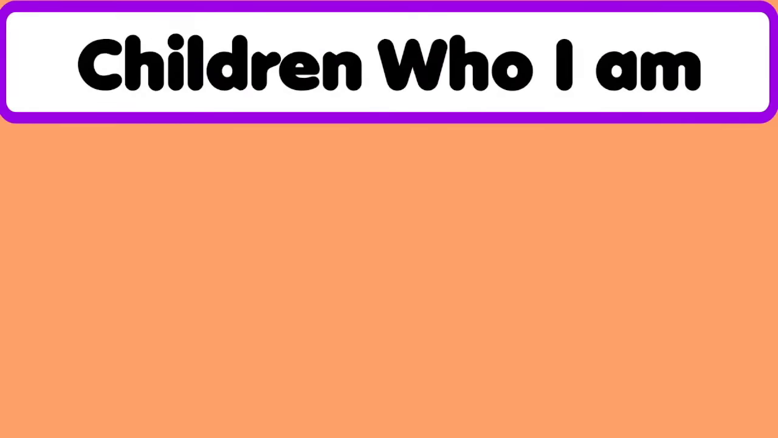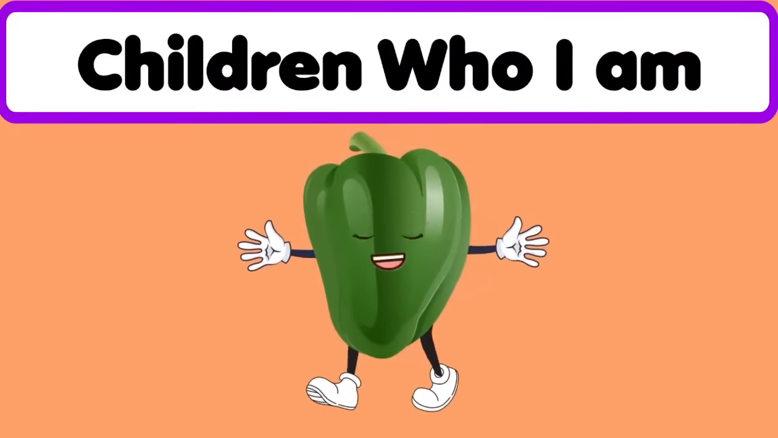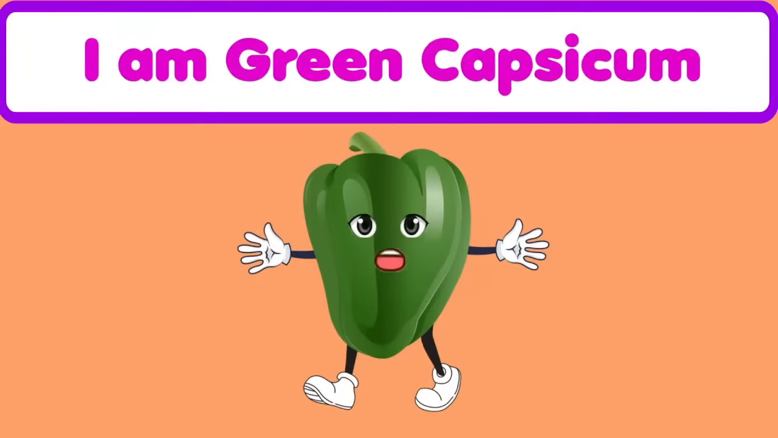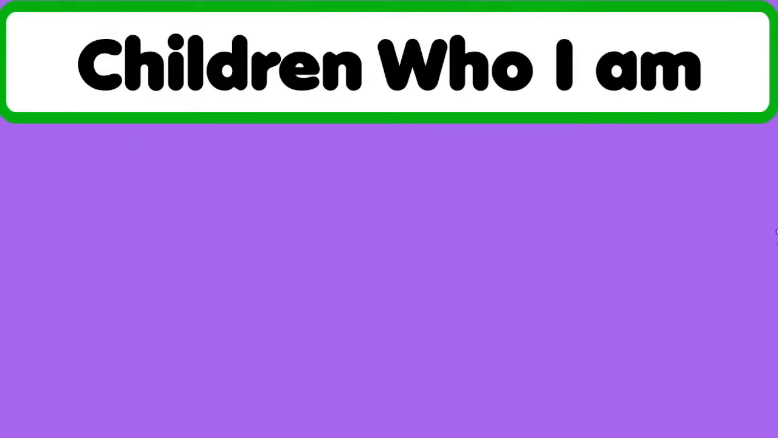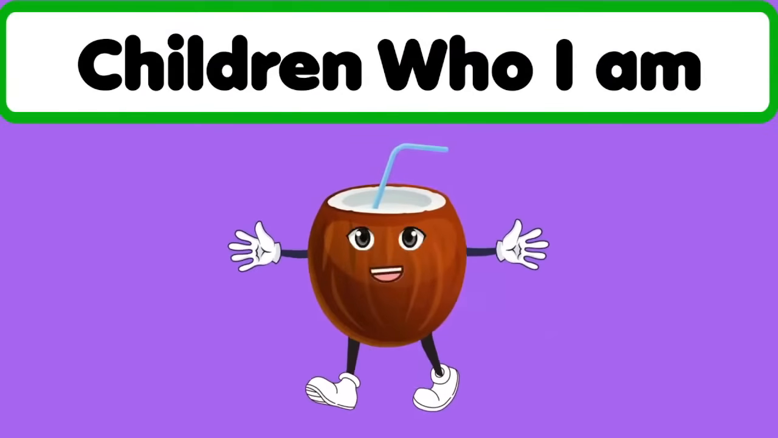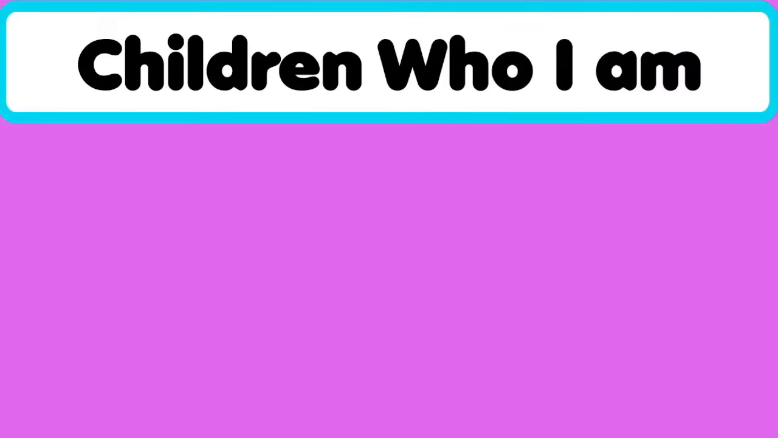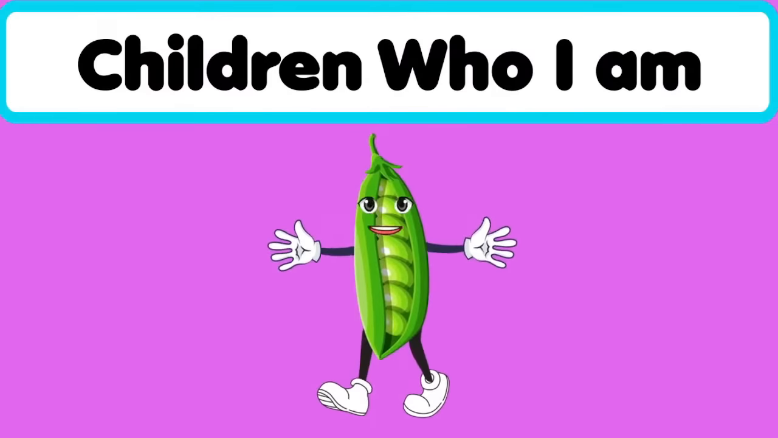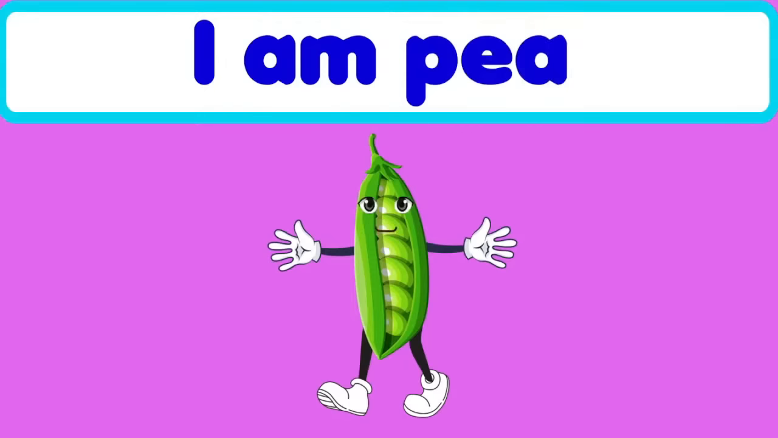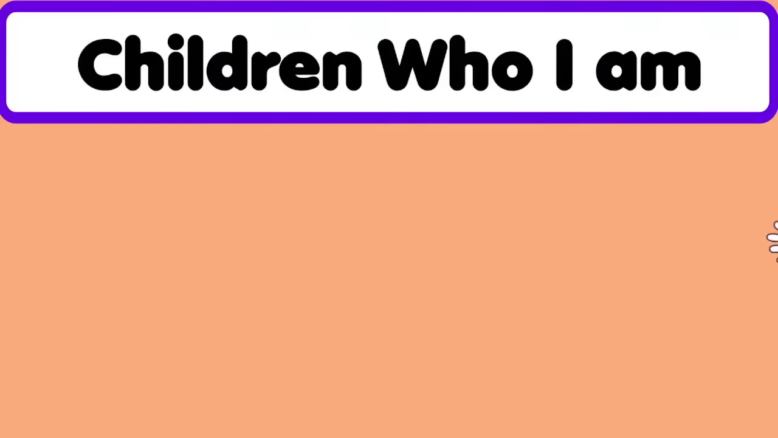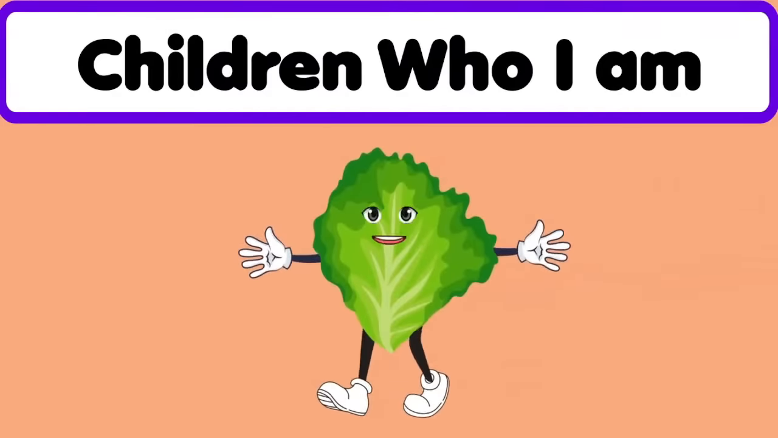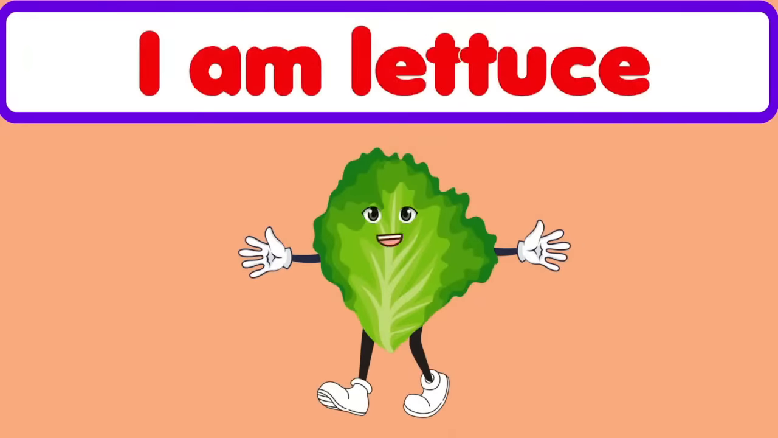Children, who am I? Green capsicum. I am a green capsicum. Children, who am I? Coconut. I am coconut. Children, who am I? Bee. I am bee. Children, who am I? Lettuce. I am lettuce.